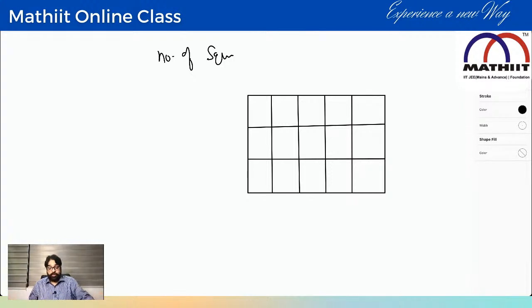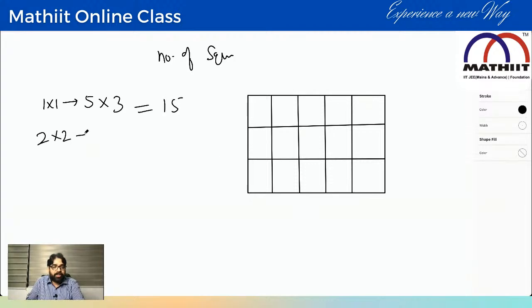I don't think you should make mistakes now. First, 1 into 1 size. So means I need one horizontal line. In how many ways can I select one horizontal line? 1, 2, 3, 4, 5. And one vertical line. 1, 2, 3. 15.